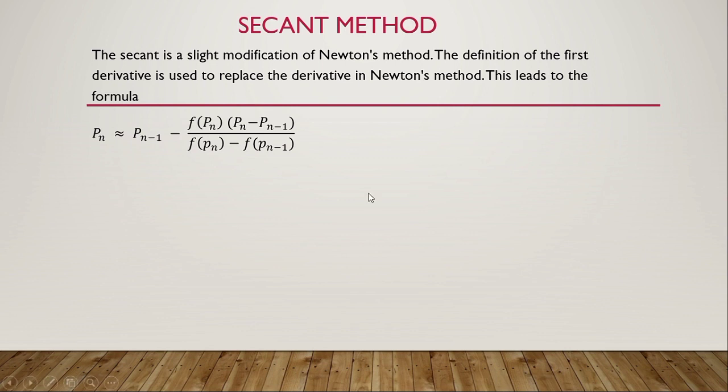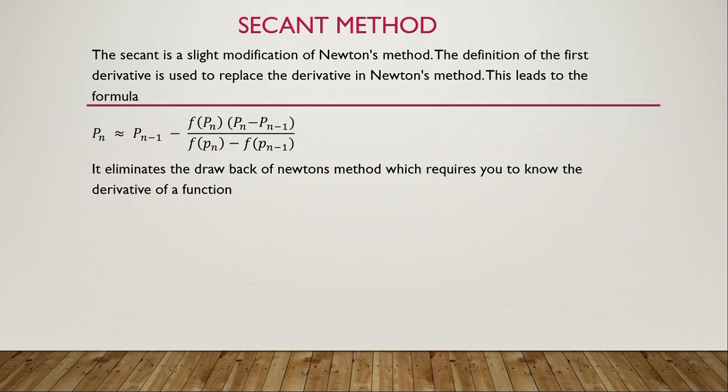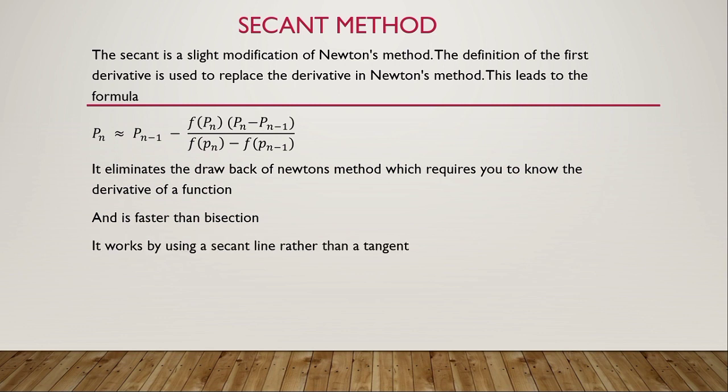Notice that we don't have any derivative term in this sequence, because we are not trying to find any derivative. It's trying to combat that drawback of Newton's method. So it eliminates the drawback of Newton's method, which requires you to know the derivative of a function, like I explained earlier on. And it is also very fast compared to bisection, right? It works by using the secant line rather than the tangent line. And here's a visual representation of how the secant method works.